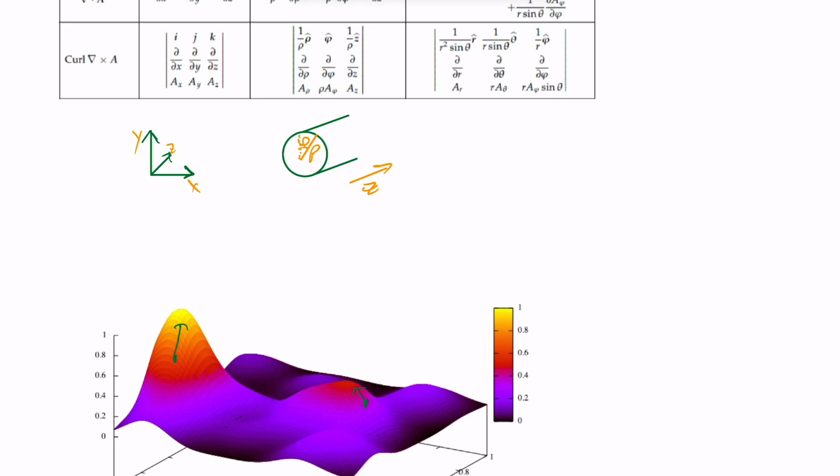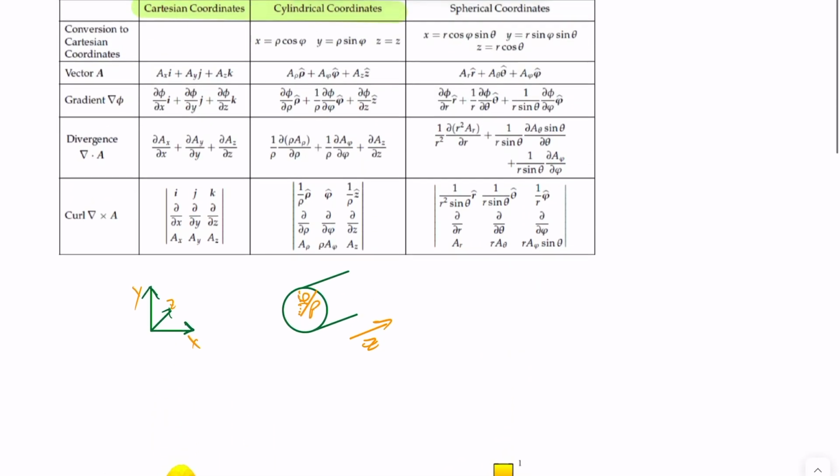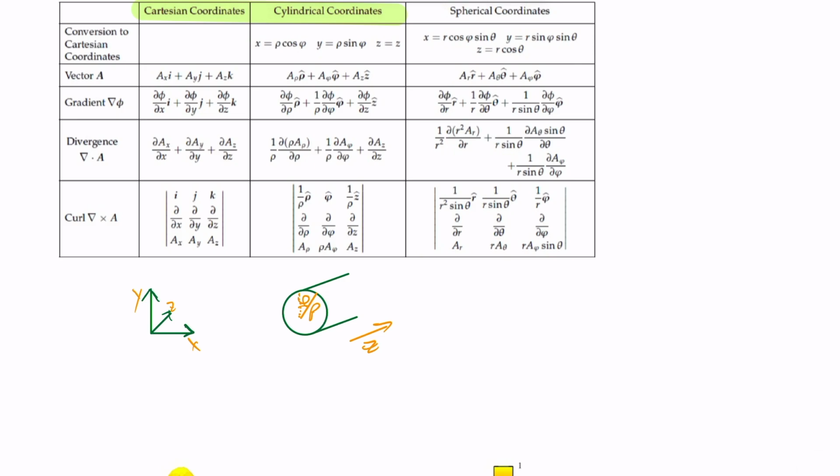This same physical intuition applies for the other coordinate systems, but the mathematical definition is a little bit different. In cylindrical coordinates, for instance, you can see that it's pretty similar to just taking the partial derivative of the function with respect to rho, phi, and z, except we have a little bit of a different term here with 1 over rho. So just keep that in mind when you're doing your calculations.